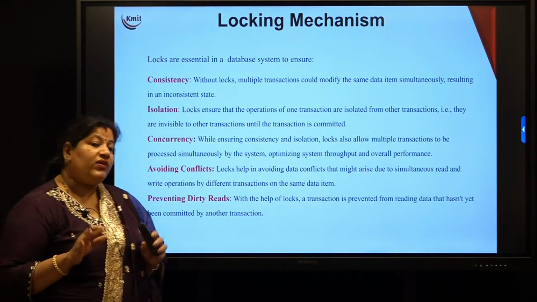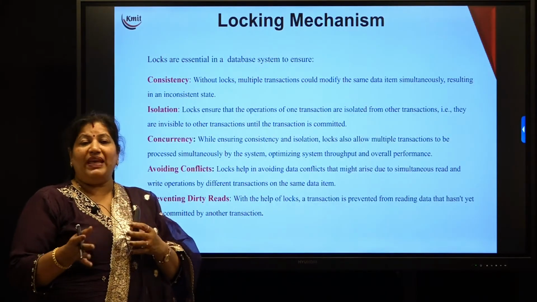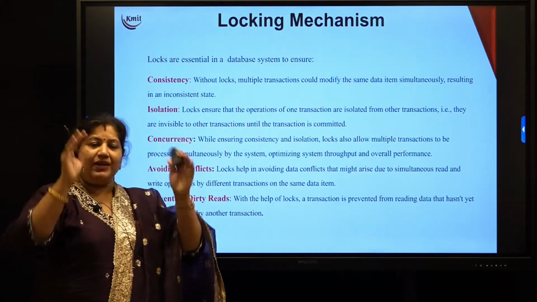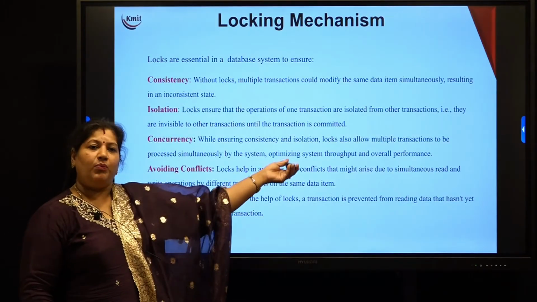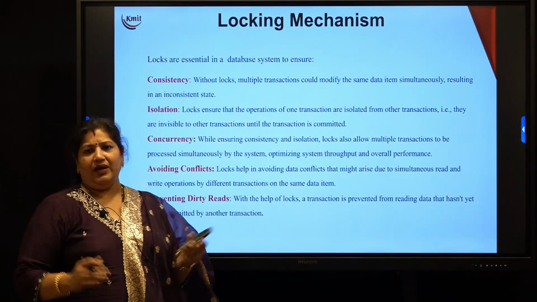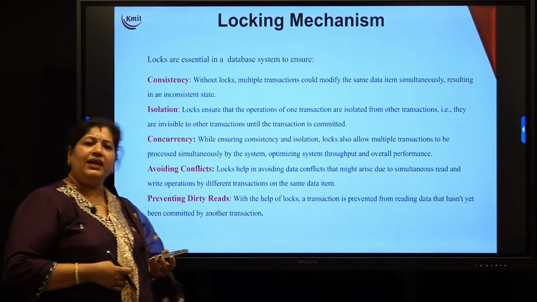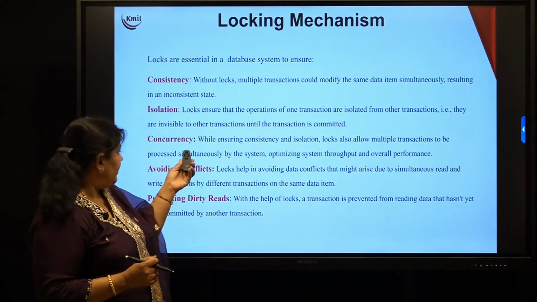Concurrency: because you have locking, if you are not modifying, if there is not going to be any conflict, you can allow the transactions to run simultaneously. So concurrency will improve performance. Only when you are modifying common data, you ensure lock. Otherwise, two transactions can run independently, in parallel. So that can increase or assure concurrency.